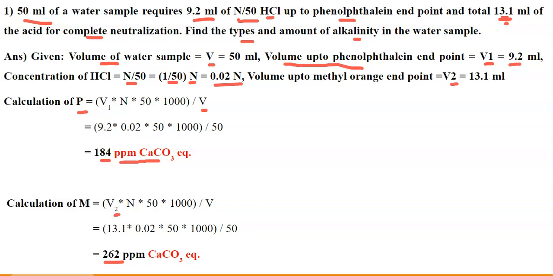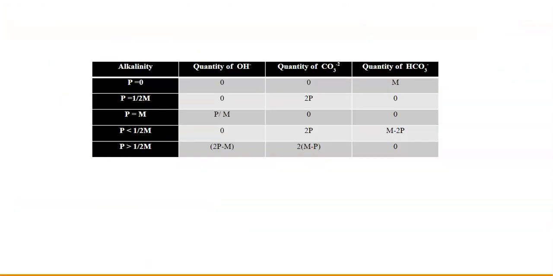So we have got the value of P and the value of M. Now we need to find the types and the amount of alkalinity present in the water sample. We know that alkalinity in a water sample is of 5 types: only hydroxide, only carbonate, only bicarbonate, or a combination of two, that is, hydroxide and carbonate, or hydroxide and bicarbonate. One combination is not possible, as we saw in the previous session.